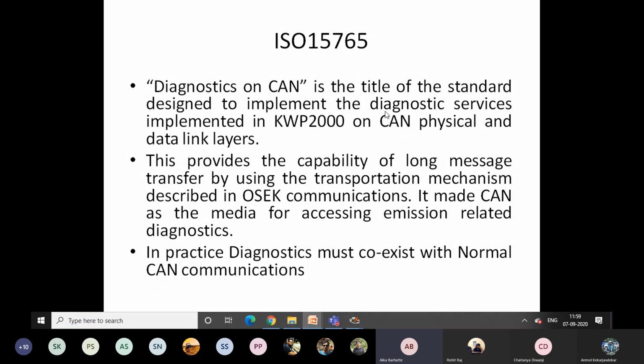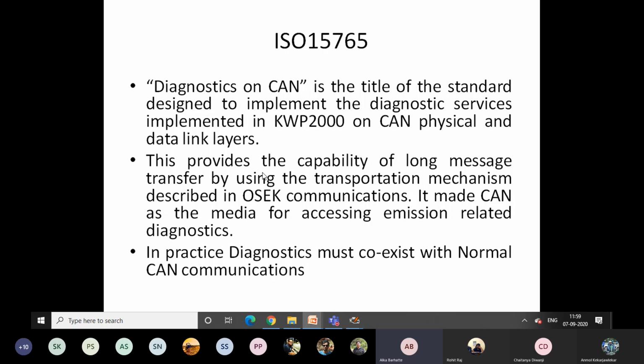So KWP 2000 also supports CAN. That is known as Diagnostics on CAN, the title of the standard designed to implement the diagnostic services implemented in KWP 2000. Okay. So this provides the capability of long message transfer by using the transportation mechanism described by OSEK communication.